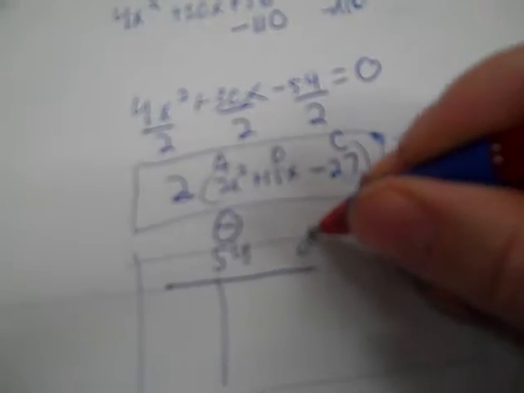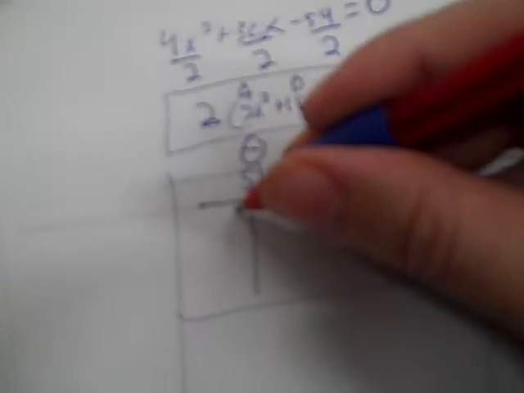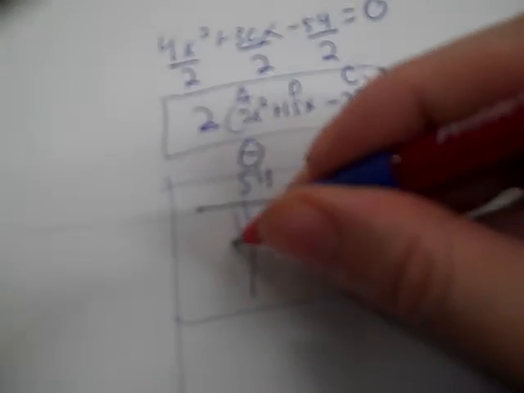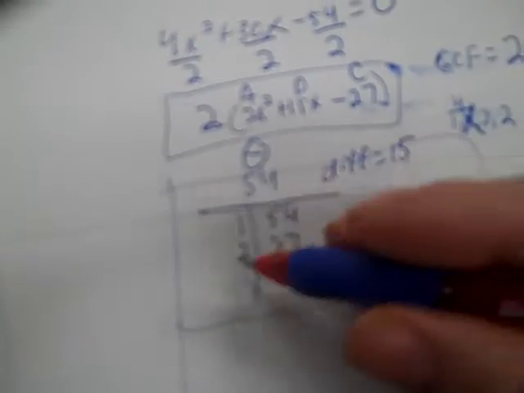Okay, so I ABC that as we know, and that's negative 54, difference of 15. Okay, so 1 and 54. 54 minus 1 is not 15. 2 and 27, not 15. 3 and 18, there we go, that's 15.